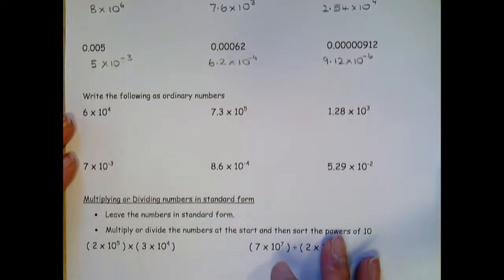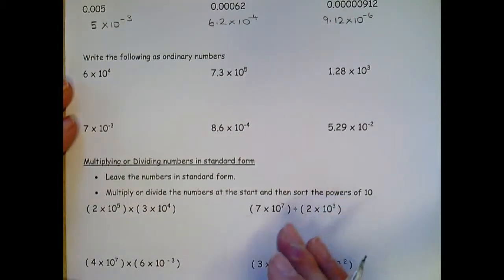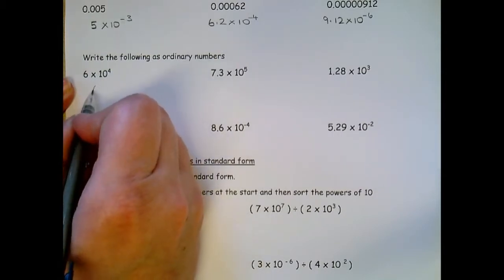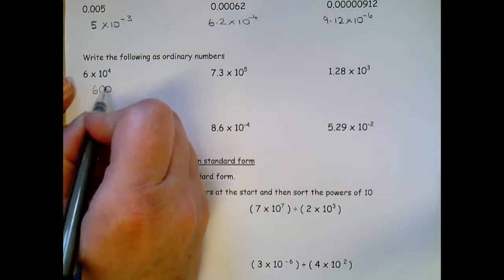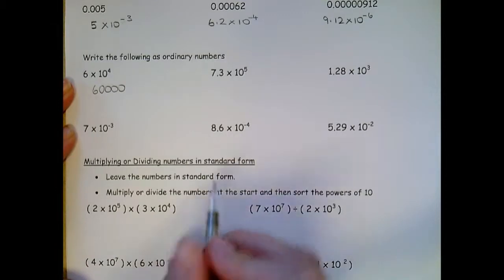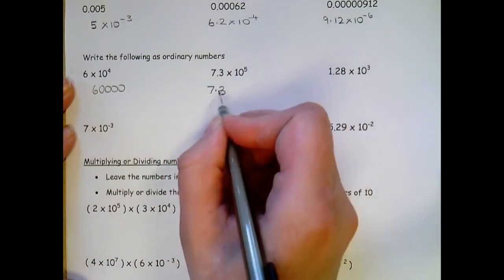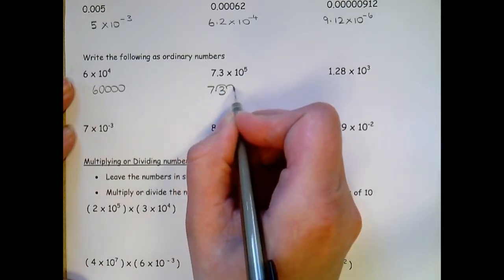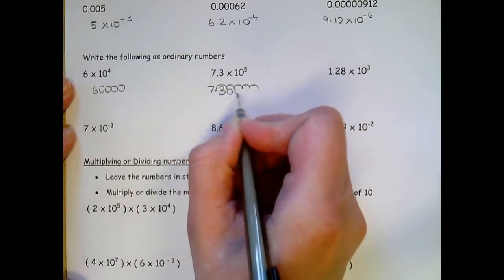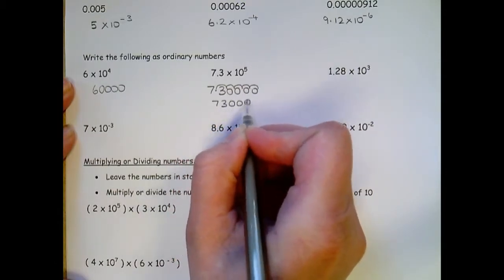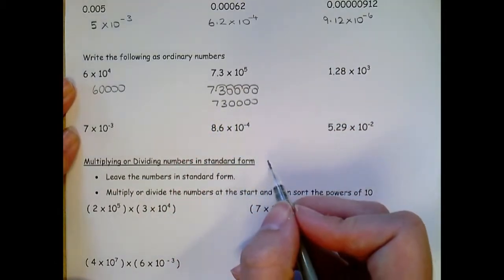Then these ones are going back the other direction, where you've got a number written in standard form and you want to write it as an ordinary number. So 6 times 10 to the power of 4 would be 6 times 10, 1, 2, 3, 4 times. This one, 7.3, and we're multiplying it by 10 5 times, so the point goes 1, 2, 3, 4, 5. So you would fill in 4 noughts there, and your answer would be a 73 with 4 noughts, or 730,000.